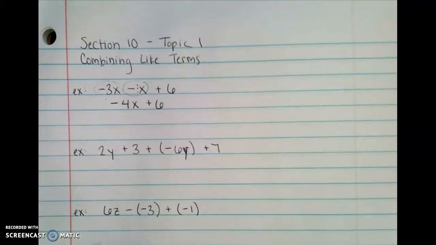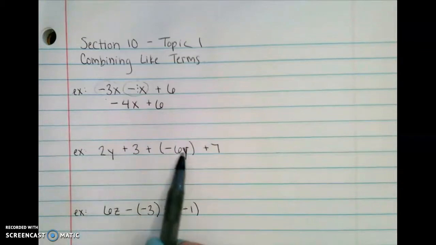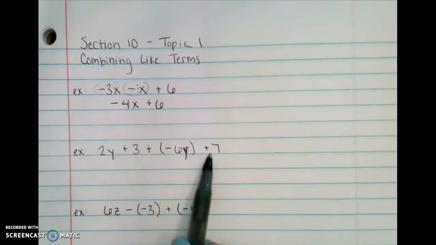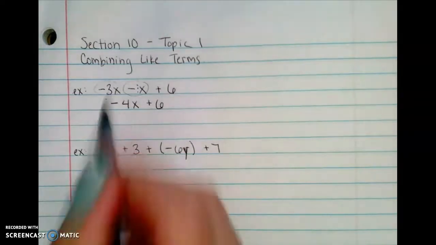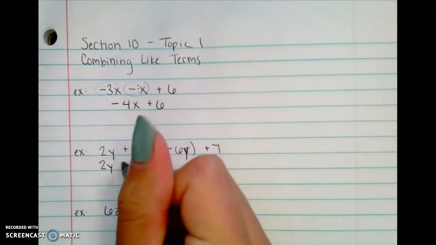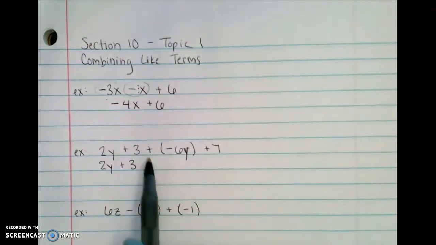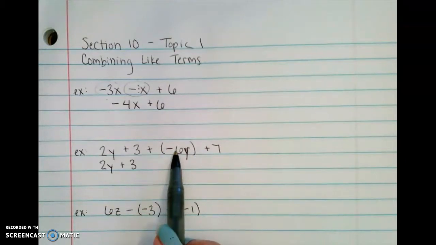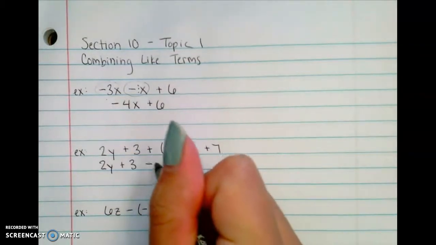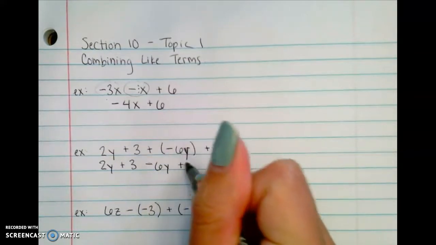In example 2, we have a lot going on here. We have a 2y, a negative 6y. Those are the ones that are going to combine. We have a 3 and a 7. So this is what I would recommend. I wouldn't try to do all of these in your head. I would try to rewrite them to get rid of the parentheses. So we have 2y plus 3, and instead of writing plus negative 6y, if you're adding a negative, that's just subtracting. So we're going to rewrite this as minus 6y plus 7.